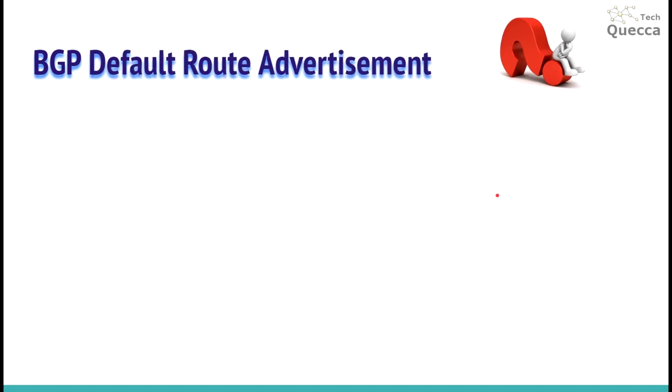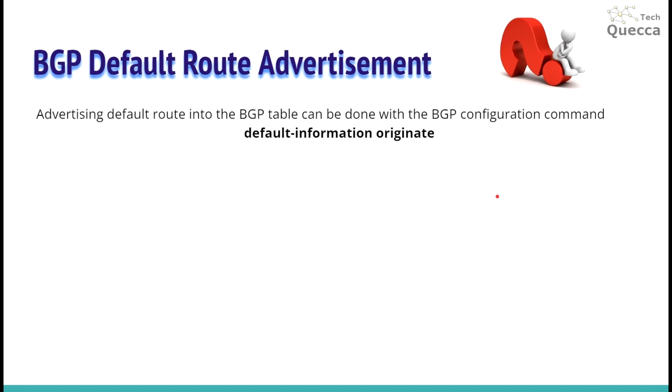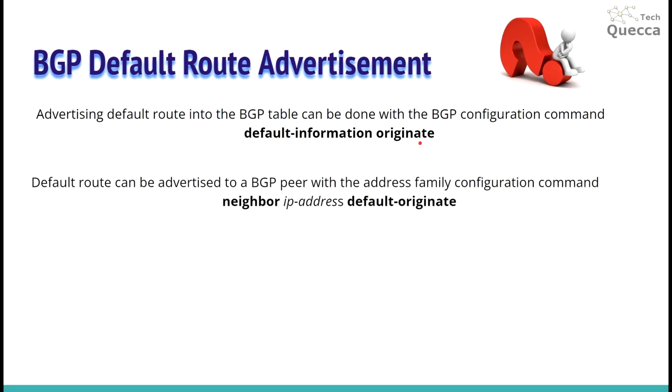It keeps the BGP path information history with this keyword. And next one, default route advertisement. It can be done in two ways. First one, with the command default-information originate, it will advertise default route to neighbors, and the second one, you can advertise default route to only specific neighbor with command neighbor IP address default-originate, with IP address of neighbor.